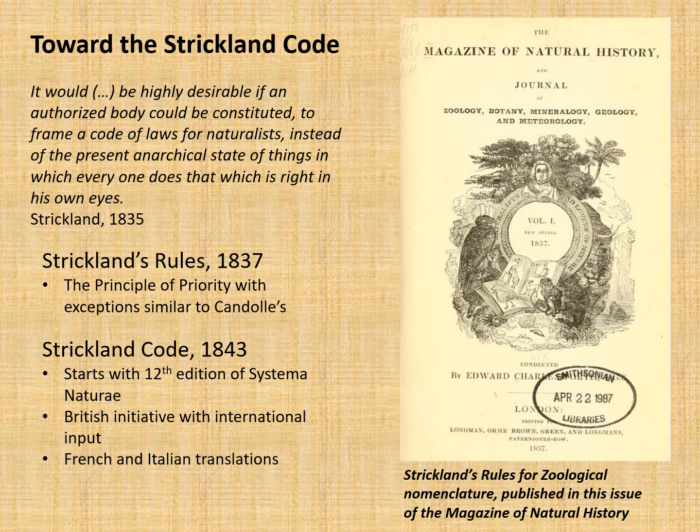Hugh Edwin Strickland attempted to improve the situation, writing, "It would be highly desirable if an authorized body could be constituted to frame a code of laws for naturalists instead of the present anarchical state of things in which everyone does that which is right in his own eyes." Starting with a position similar to Candolle's, including emphasis on the principle of priority, Strickland progressively led the development of an international system of rules of taxonomic nomenclature.